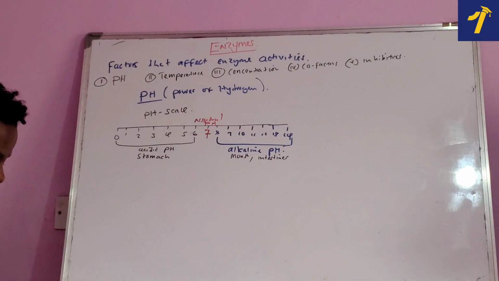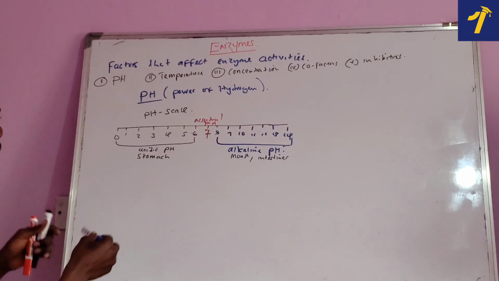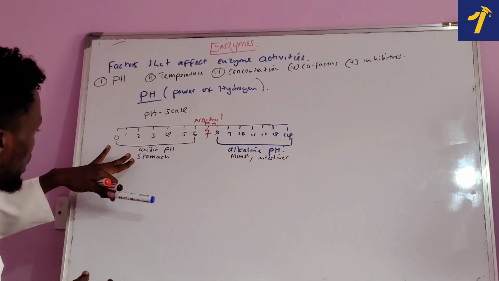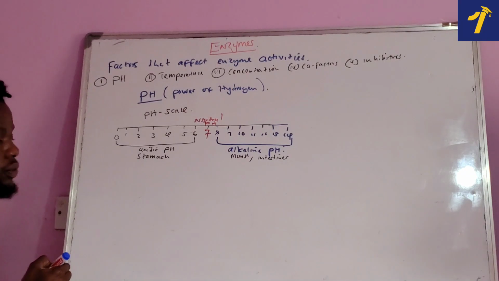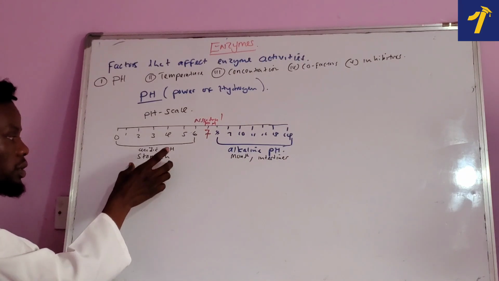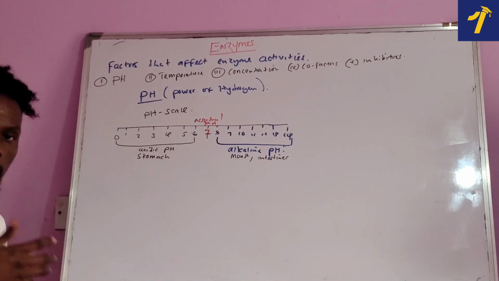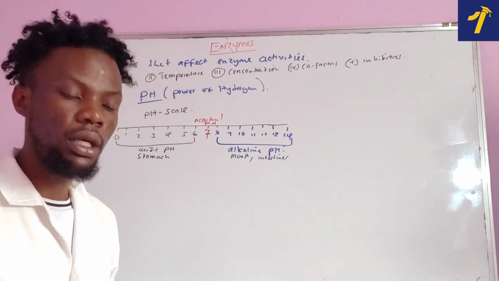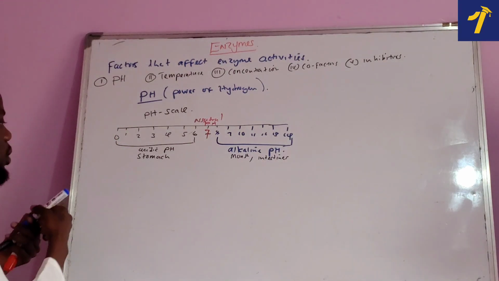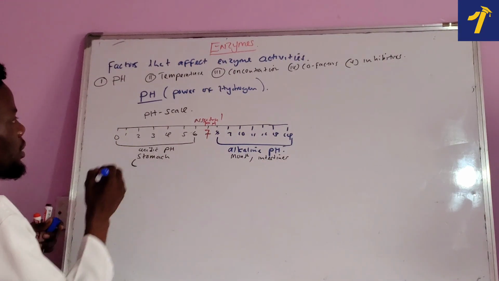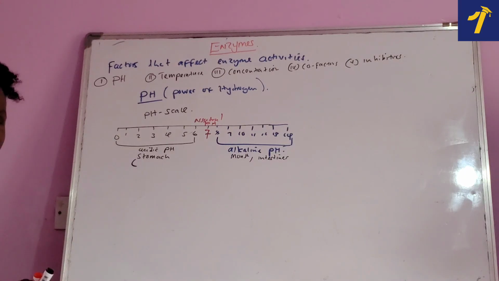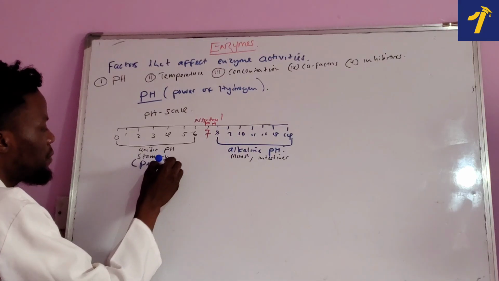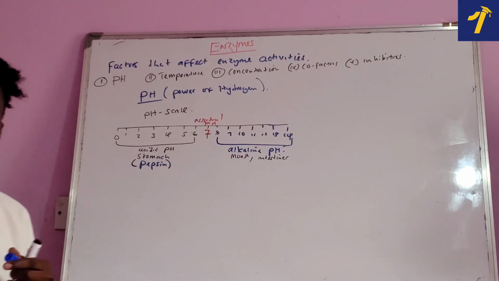Now, if you have a question like this, let us look at how these are going to affect the enzyme activity. The stomach is going to have different enzymes working in it. So let us get a good example of an enzyme that's going to work well in the stomach. One good example is what we call pepsin. Pepsin is a good example that works well in the stomach.